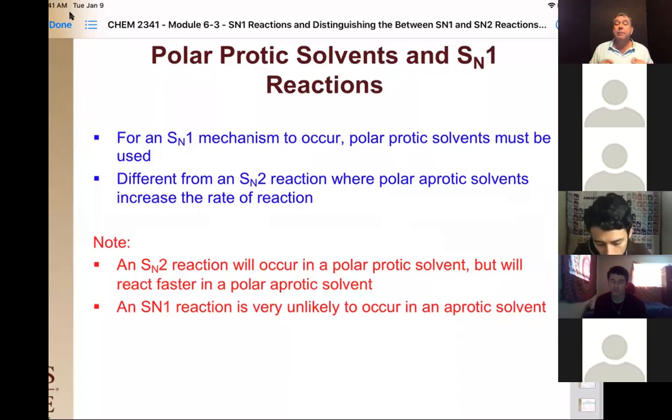Now, that doesn't mean an SN2 reaction won't occur in a protic solvent, because it still has nucleophiles in there, but it's going to slow it down because those nucleophiles can be protonated part of the time. Okay. In contrast, SN1 reactions react very slowly, if at all, in aprotic solvents, because of the inability to form the carbocation at a reasonable temperature and a reasonable rate.